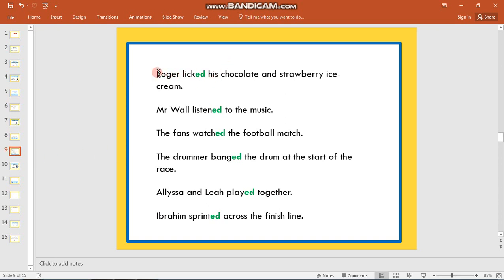Here are my sentences. Roger licked his chocolate and strawberry ice cream. Mr. Wall listened to the music. The fans watched the football match. The drummer banged the drum at the start of the race. Alyssa and Leah played together. Ibrahim sprinted across the finish.